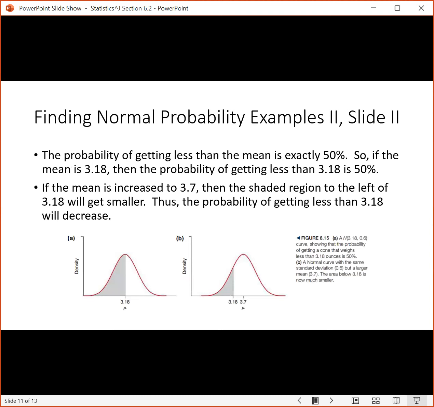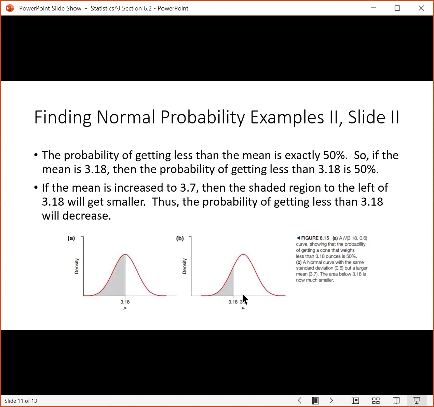All right, so the probability of getting less than the mean is always exactly 50%. The mean is at the exact center. So if you're asked what's the probability that you get less than the mean, it's always exactly 50%. If the mean is at 3.18 and you're asked what's the probability of getting less than 3.18, then you'd shade to the left of 3.18, and that's always going to be exactly half of the area under the curve. The total area under the curve is 1 or 100%, and so half of that is 50%.